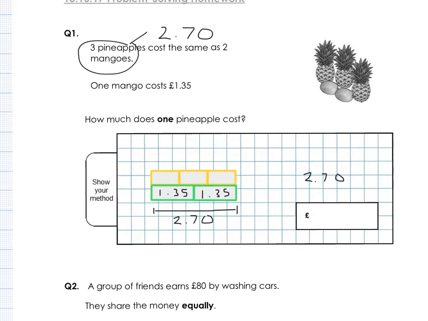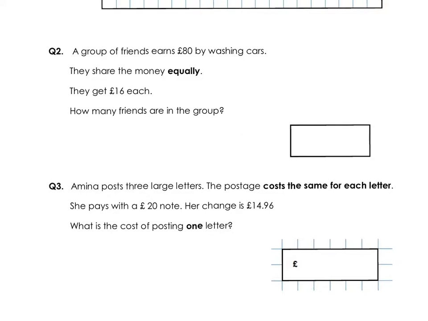And if I know how much 3 pineapples cost, which is £2.70, because there's 3 of them, that price has been split into 3, I can divide by 3 to work out how much 1 pineapple costs. When I've done that, I should be able to put the answer in the box across the top, and I can check my answer by doing 3 times whatever the amount I think 1 pineapple cost is, and that should come to £2.70. If it doesn't, something's gone wrong somewhere along the line, and I need to check and redo my answer.